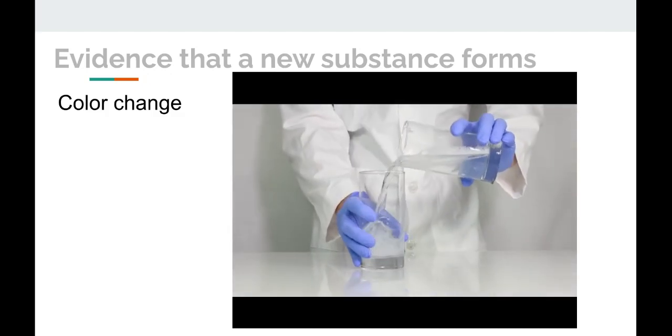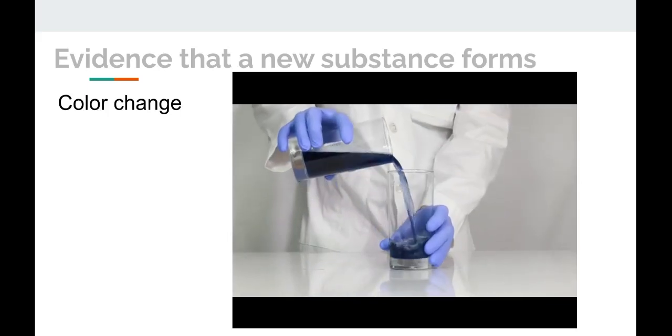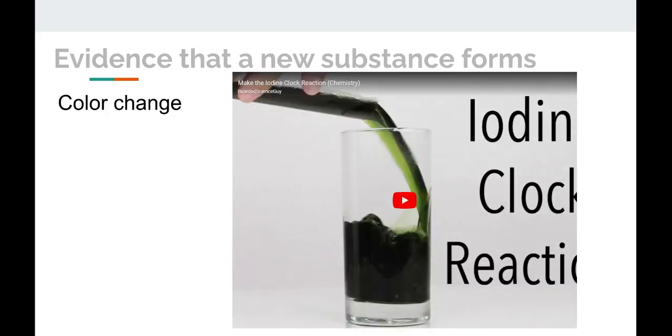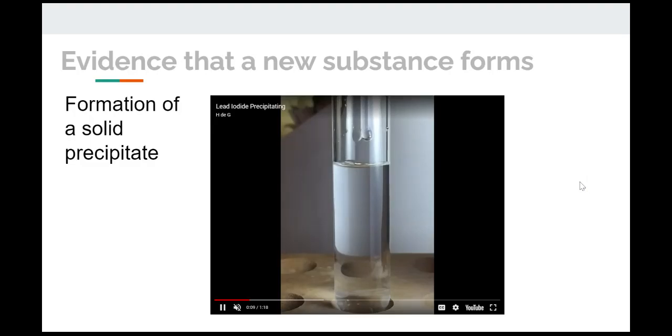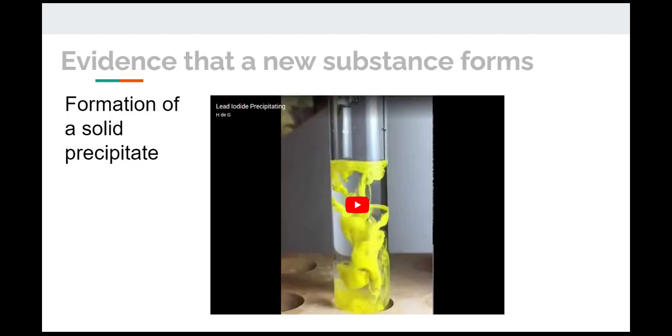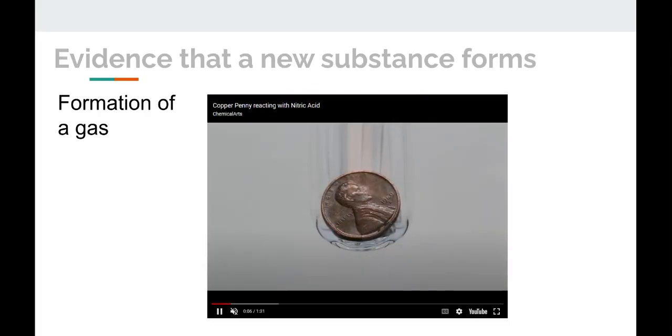So that's one indicator. Color change is an indicator of a chemical reaction. If you see that happening and there's no other valid explanation for it that you can think of, well, it's probably a chemical change. Another evidence that a new substance is forming is the formation of a solid precipitate. So here we see two clear liquids being mixed together and this solid yellow precipitate forms. When there's no other explanation for it, the formation of a solid in two liquids, that's a precipitate, that's evidence of a chemical change. Another one is the formation of a gas.